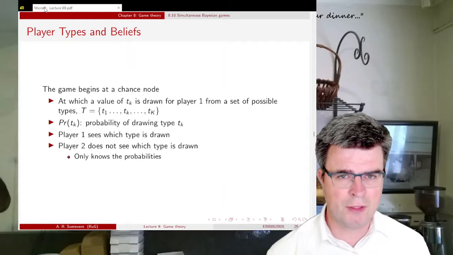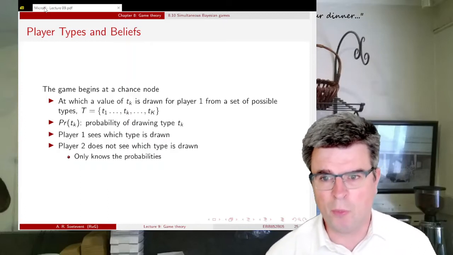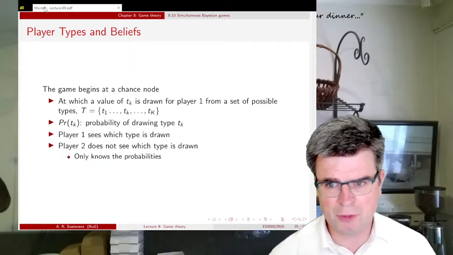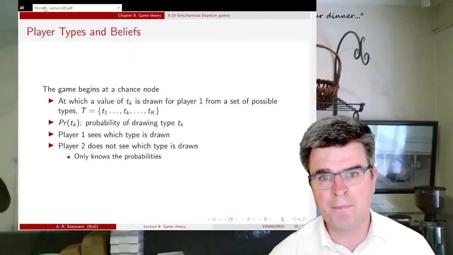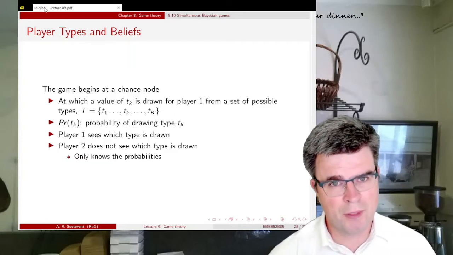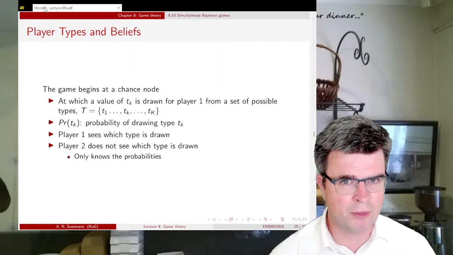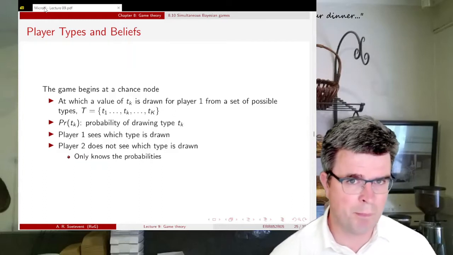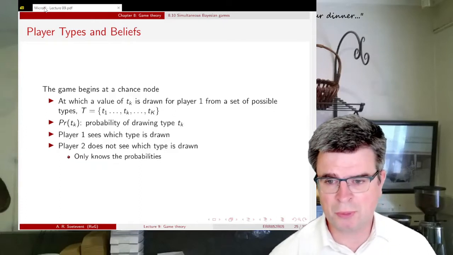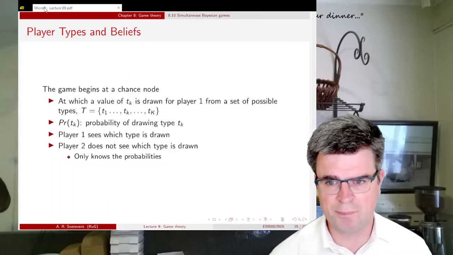This game begins at a chance node, meaning that nature will decide the type of player 1. Nature draws a type from a set of possible types T1 till, say, Tk. The probability that player 1 is of a certain type is information that's also known to player 2. So the probability that player 1 is of type Tk is pk. Player 1 observes the type that is drawn, and player 2 does not observe this, but does observe the probabilities.